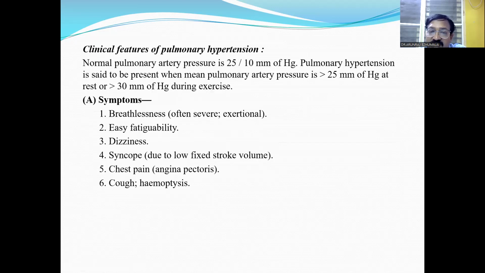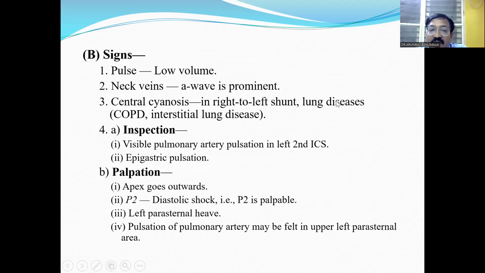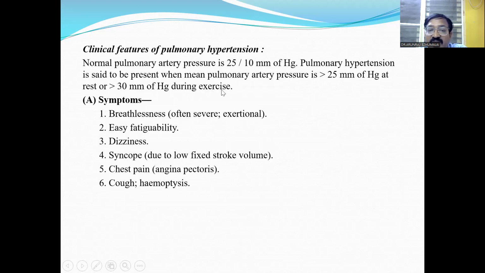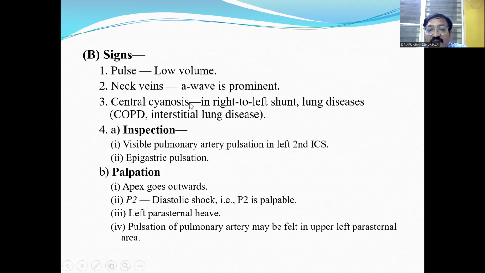So, pulmonary hypertension is also present mostly in MS, also in mitral regurgitation. Normal pulmonary artery pressure is about 10 millimeters of mercury. When the mean pulmonary artery pressure is more than 25 millimeters of mercury, or more than 30 during a test, we call it pulmonary hypertension. The symptoms will be breathlessness, fatigability, dizziness, syncope, chest pain, cough, and edema.